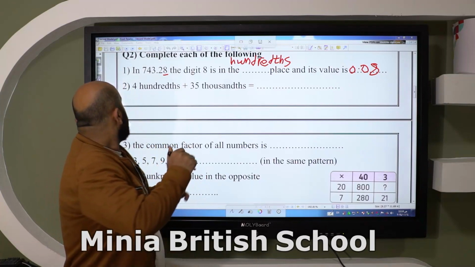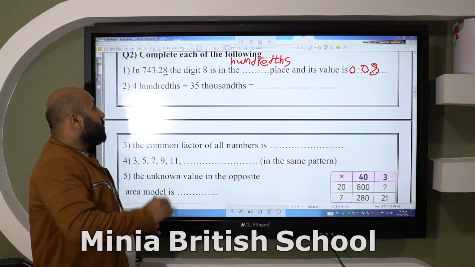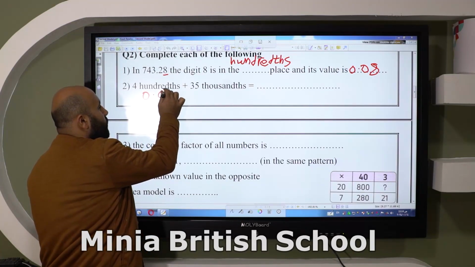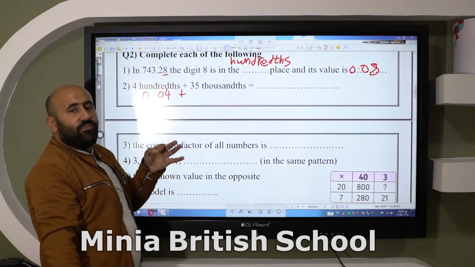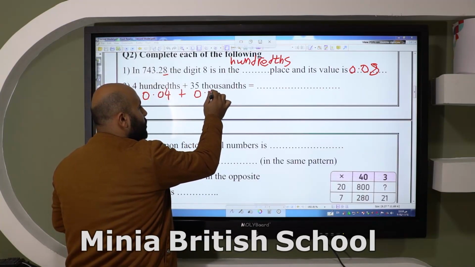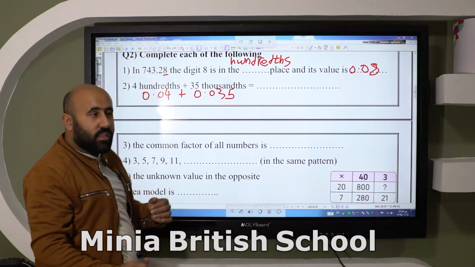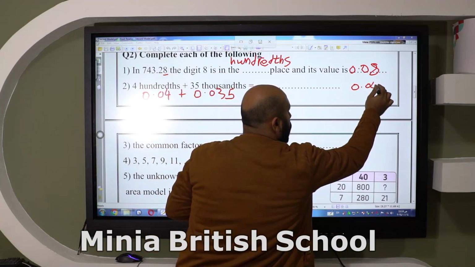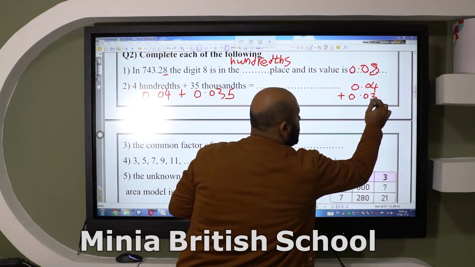Okay, 4 hundredths plus 35 thousandths. 4 hundredths will be 0.04 plus 35 thousandths, so it will be 0.035. And then let's make the addition. 0.04 plus 0.035.